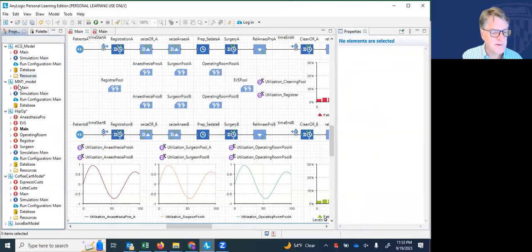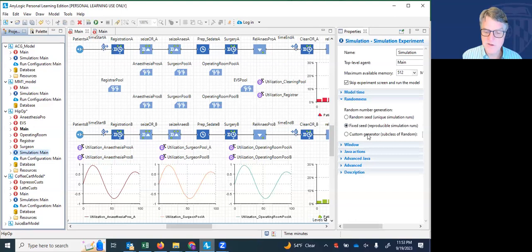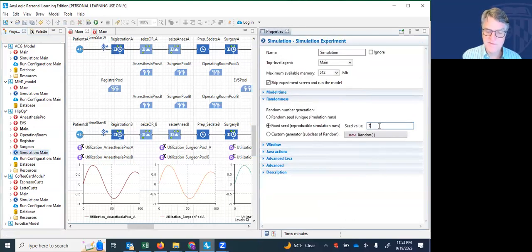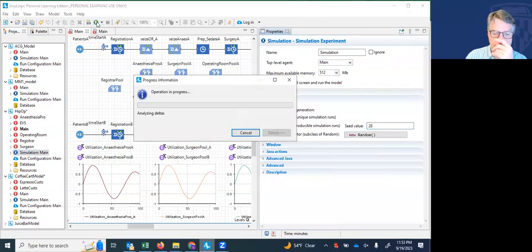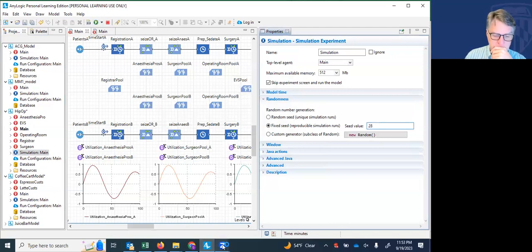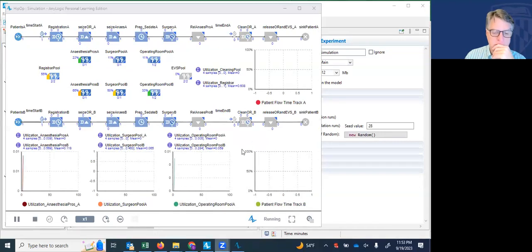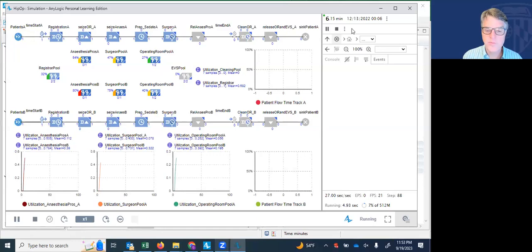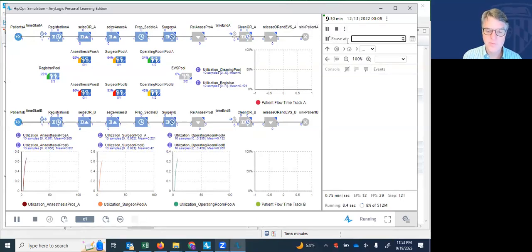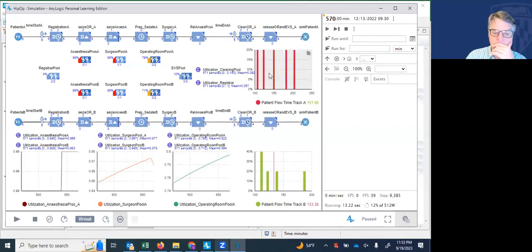Just go into the projects here. Click on simulation main, change the seed to something else. Let's make it 28 and run again. Got 5 here, got 5 here. And you can observe the flow times. So no evidence as yet of a 6th surgery completing.